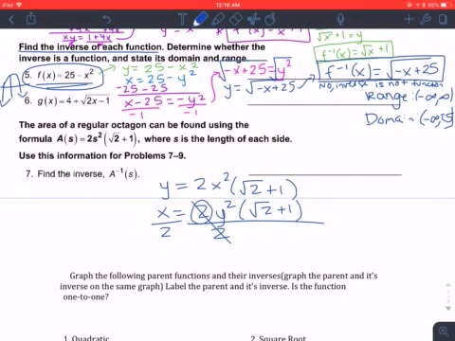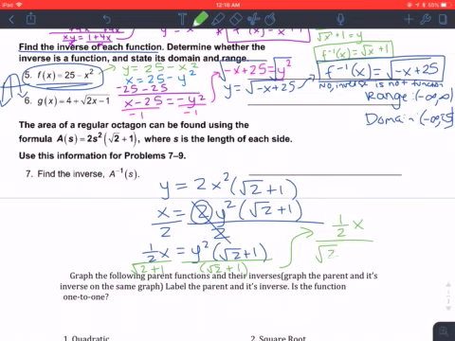Alright, so we've got x divided by 2, or 1/2 x, it's the same thing, is equal to y squared times the square root of 2 plus 1. Alright, now we want to get rid of the square root of 2 plus 1. It's all being multiplied by my y. So we're going to divide by the square root of 2 plus 1 on both sides.